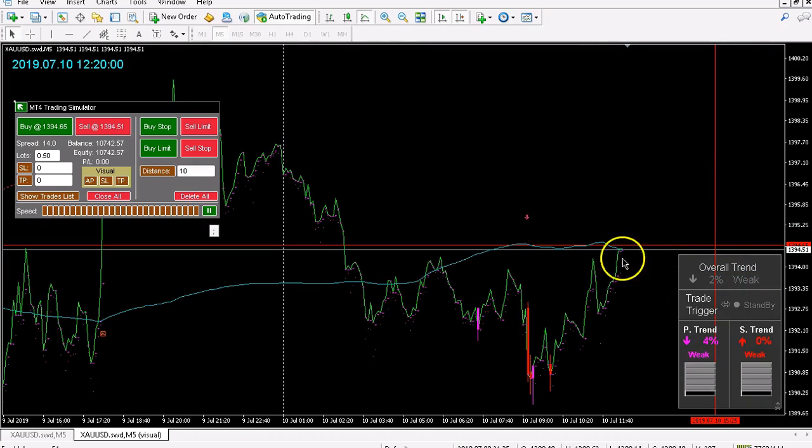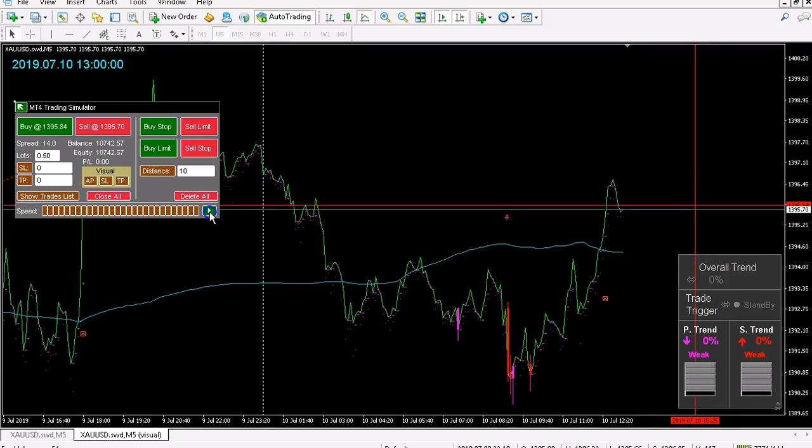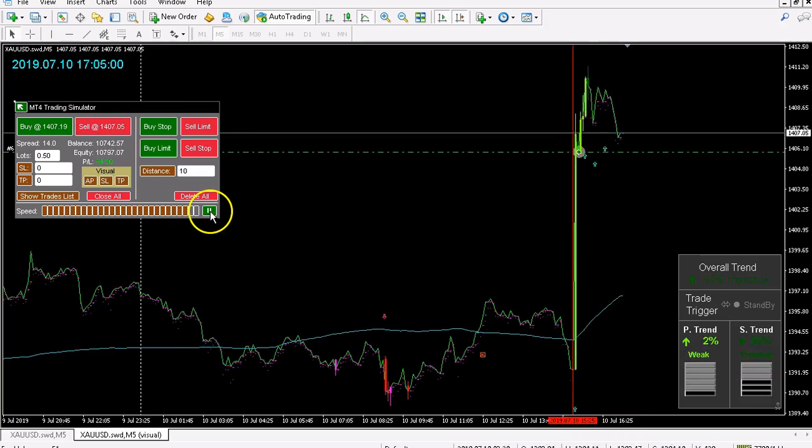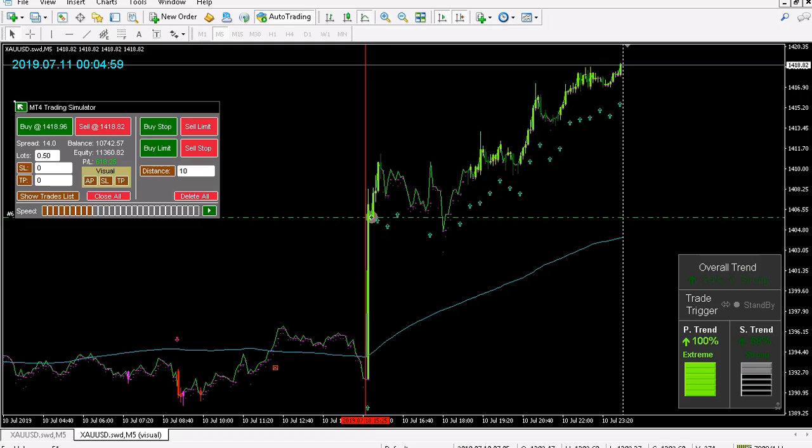Okay, that there was not a trade according to the rule set. Okay, and here we have a big spike. That obviously is a trade. Got in at this point over here. This is on the 10th of July, and exiting on the close.